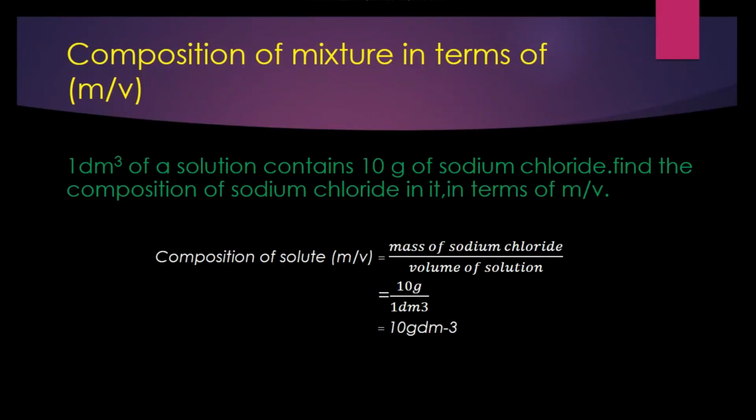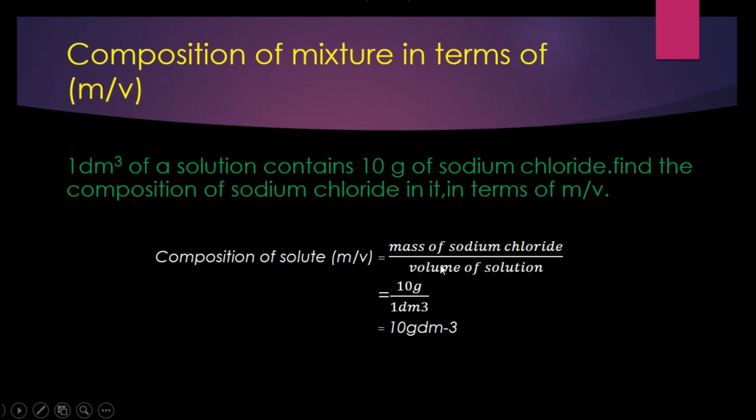Next type, composition of a mixture in terms of mass per volume. This is an example. 1 decimeter cube of a solution contains 10 grams of sodium chloride. Find the composition of sodium chloride in it in terms of mass per volume. Now we have to find the composition of the solute in terms of mass per volume. That means mass should come up and the volume should come down.